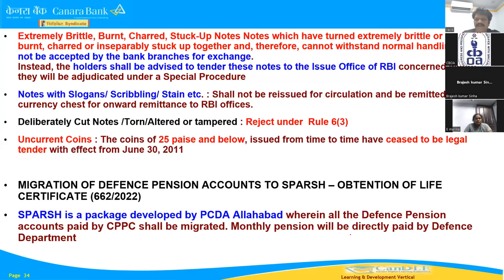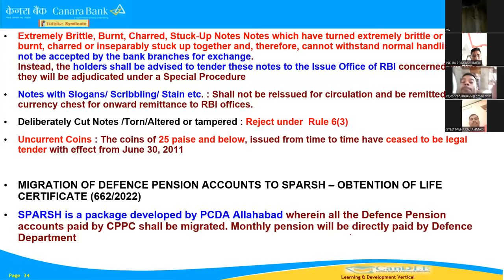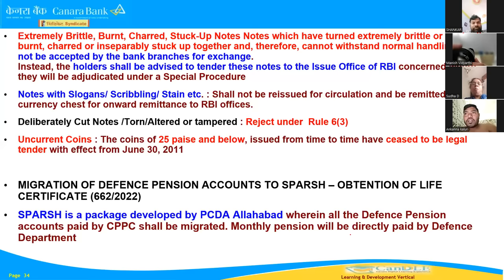Then if notes have slogans, scribbling and stains, they should not be reissued for circulation directly. We have to remit them onward to our currency chest, which will send them to RBI. That is for notes with slogans, scribbling and stains. Deliberately cut, torn, altered or tampered notes: see, if somebody has done it intentionally, then we have to reject the note.